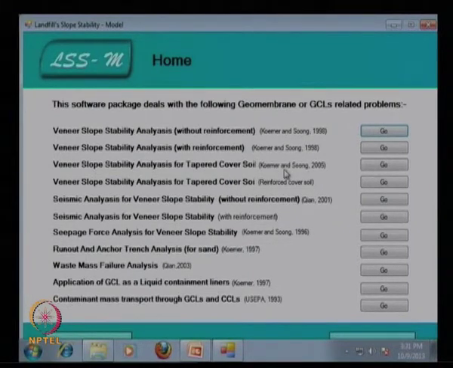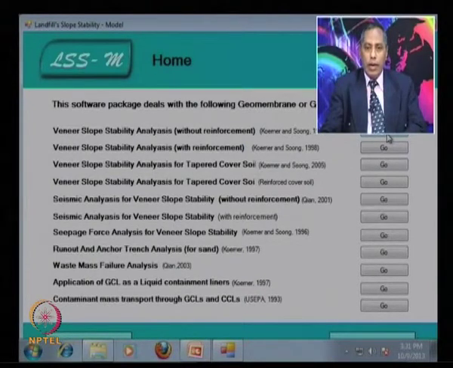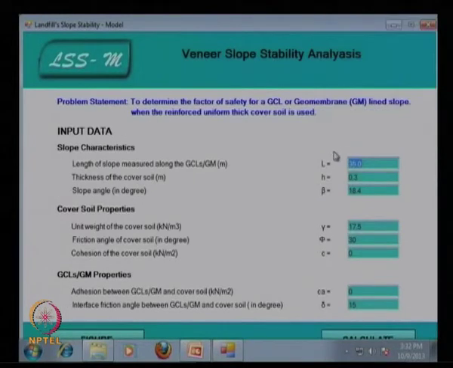This software package deals with geomembrane or geosynthetic clay liner related material. So, we are going to go through all these cases. It may be beneath slope stability analysis without reinforcement, this is by Koerner and Soong 1998, and I will show you one by one. I have also shown you already how you can calculate the factor of safety against the beneath slope stability analysis. Here I wanted to focus on how you can use this software in this model.